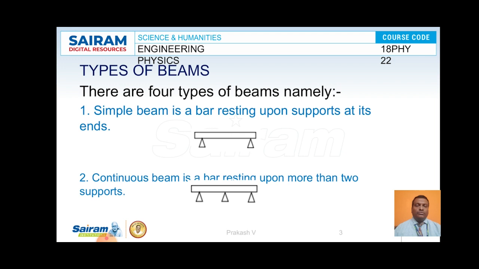Coming back to the types of beams, there are four types of beams available. The first one is a simple beam. As shown in the picture, a simple beam is a bar resting upon supports at its ends, so here it is supported by two supports at its ends. The second one is the continuous beam. A continuous beam is a bar resting upon more than two supports, as shown in the picture. So if it is supported by more than two supports, then it is considered a continuous beam.